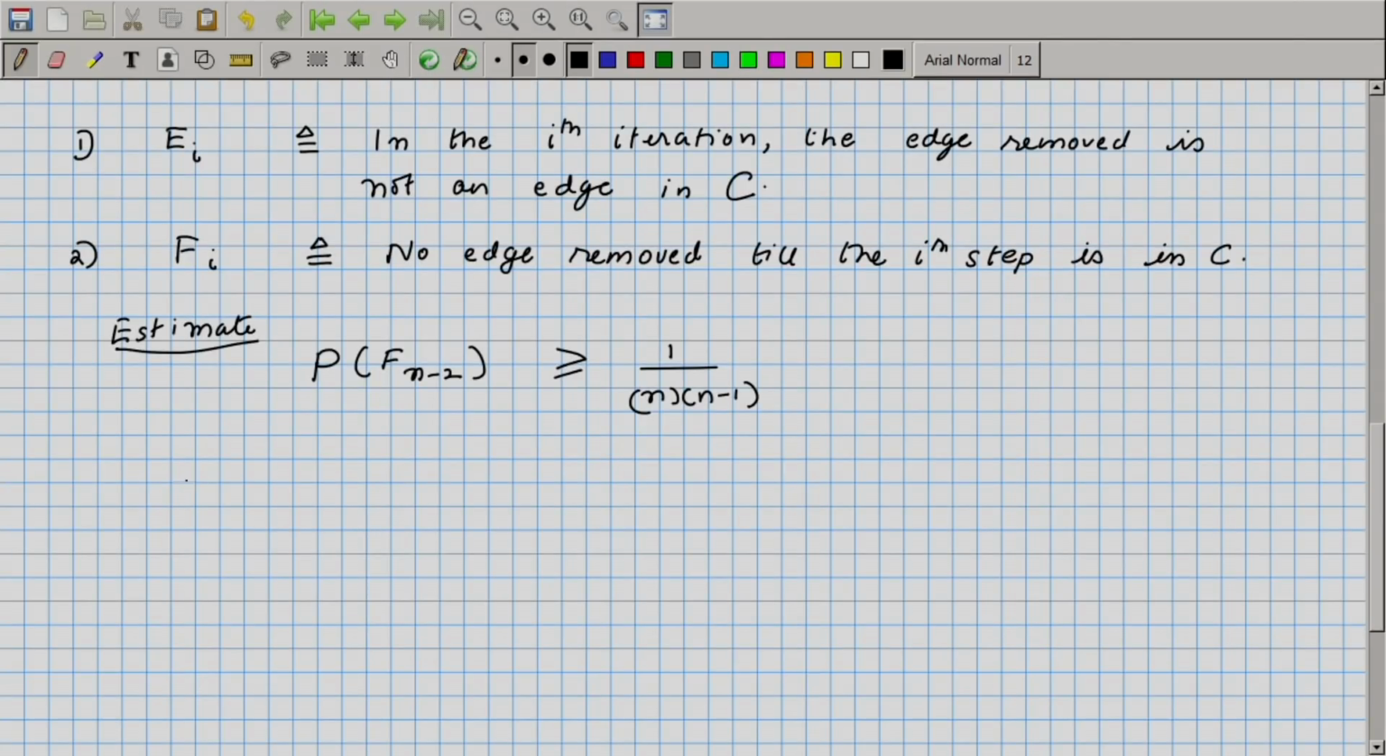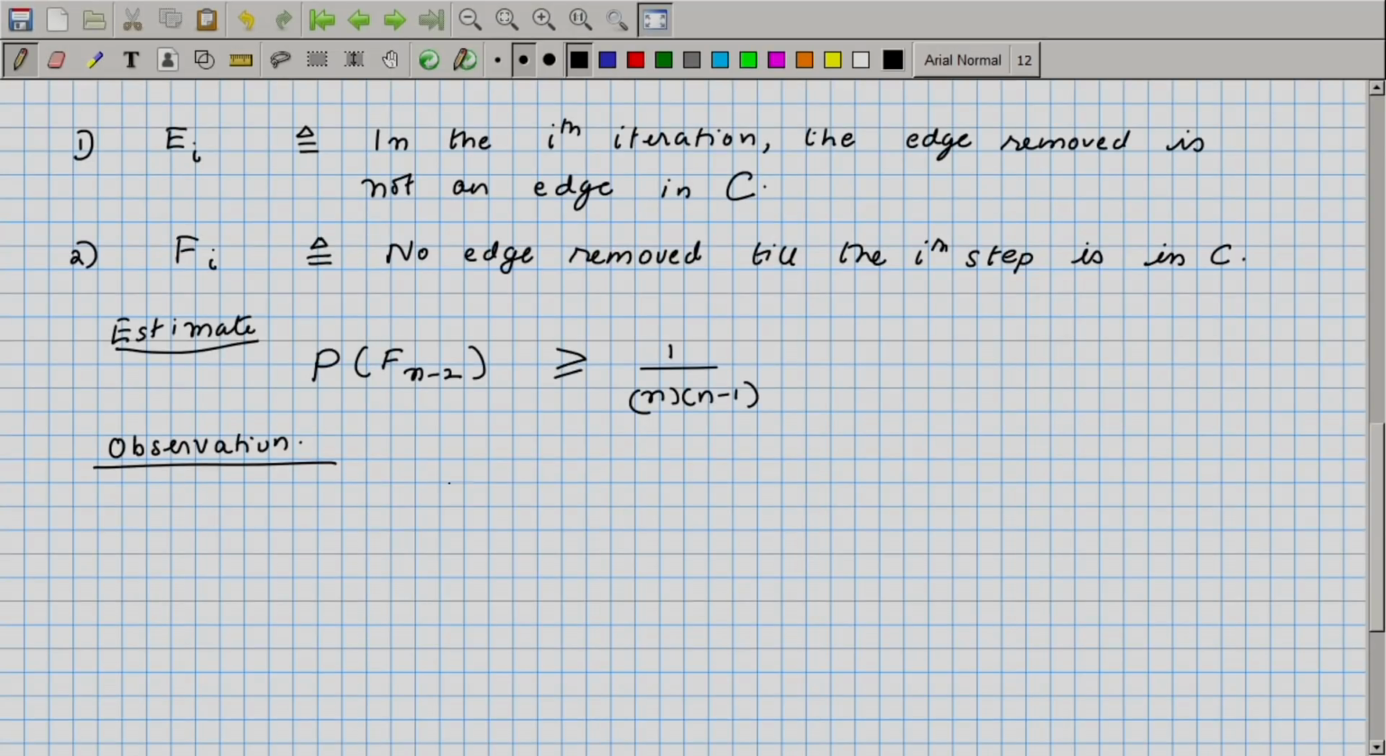So, how do we compute this probability? Let us look at these cut edges. At the very start, if you choose a random edge, the probability that a cut edge is chosen is k divided by m. So, we have 1 minus k over m as the probability of success for the first step.